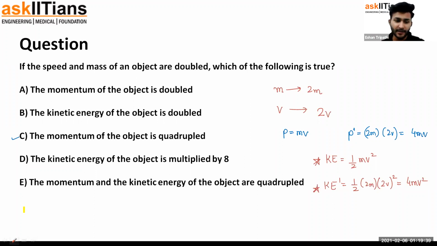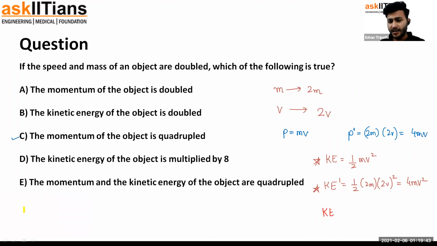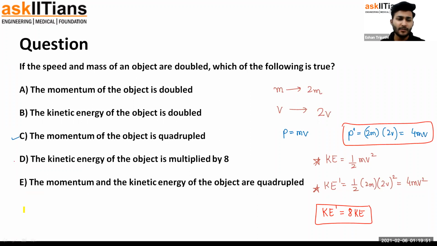So from this, can I deduce that the new kinetic energy KE dash is 8 times of older kinetic energy? Yeah, so that means option D is also the correct option. So both these two. Okay, I think that's pretty simple. Just one formula we used, nothing great about it.